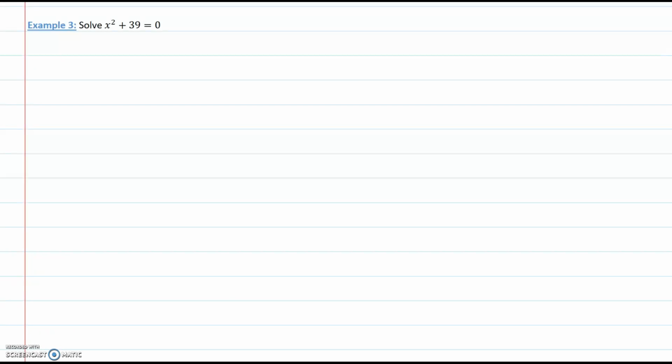In this question, we're asked to solve the equation x squared plus 39 equals 0. Now, the technique that we're going to use here only works if you have an x squared term and a number term. If you also have an x term as well, then this particular technique will not work. Doesn't work if there's an x in here.